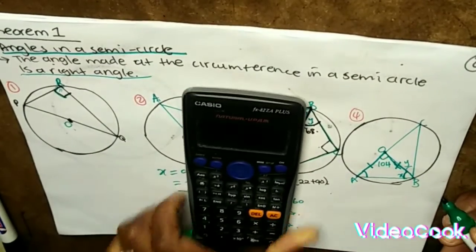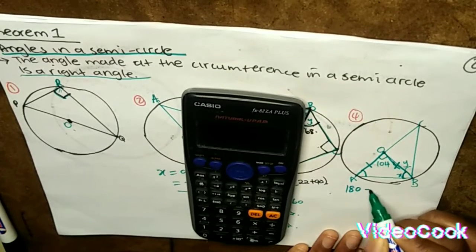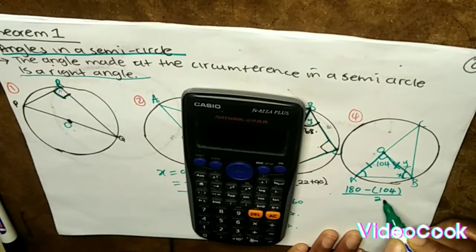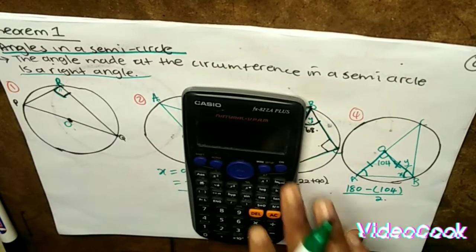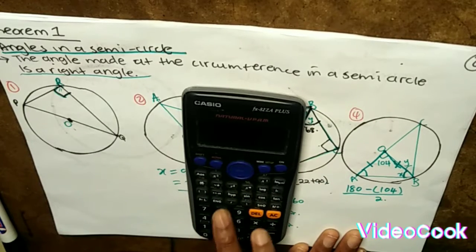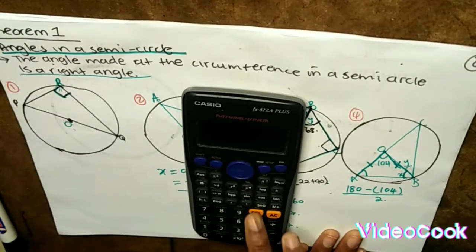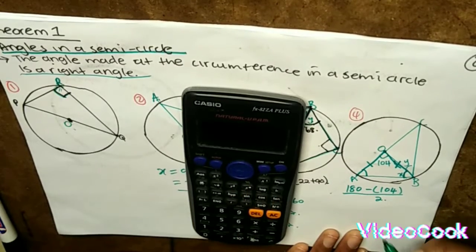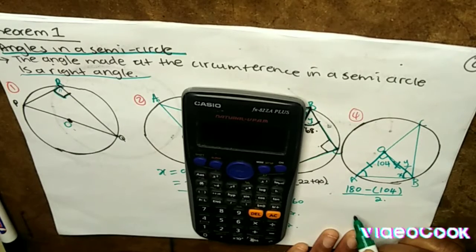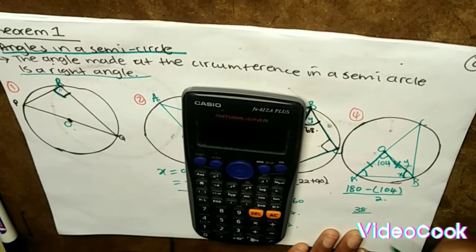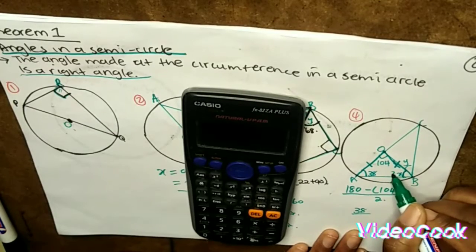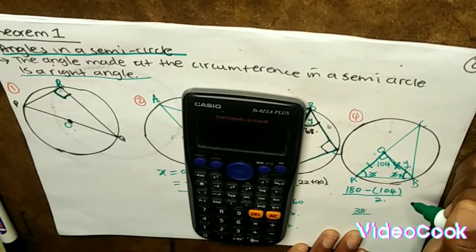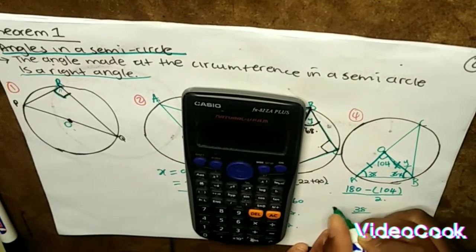So the first step, we are simply going to say it's 180 minus 104. The answer we get, we will have to divide by 2, right? To get our values for the base angles. So 180 minus our 104, and then we divide the answer by 2. That will be 38, right? So each angle is going to be 38, and another 38 there, okay? So now we have our value for X as 38.